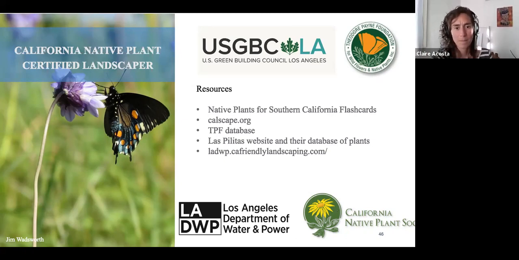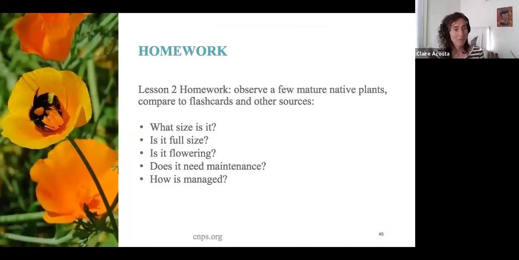But check the resources and compare them, because you will find that there's a lot of discrepancy. So what size is the plant that you found, and what size does it say in your resources? What is it expected to get at? Is it full size? So comparing. And I just kind of want a little synopsis of this plant, what you found. Like, oh, I'm looking at this and it must only be 2 years old because it's very small and it's supposed to get up to 6 feet or something like that. Is it flowering? Does it need maintenance? How is it managed?